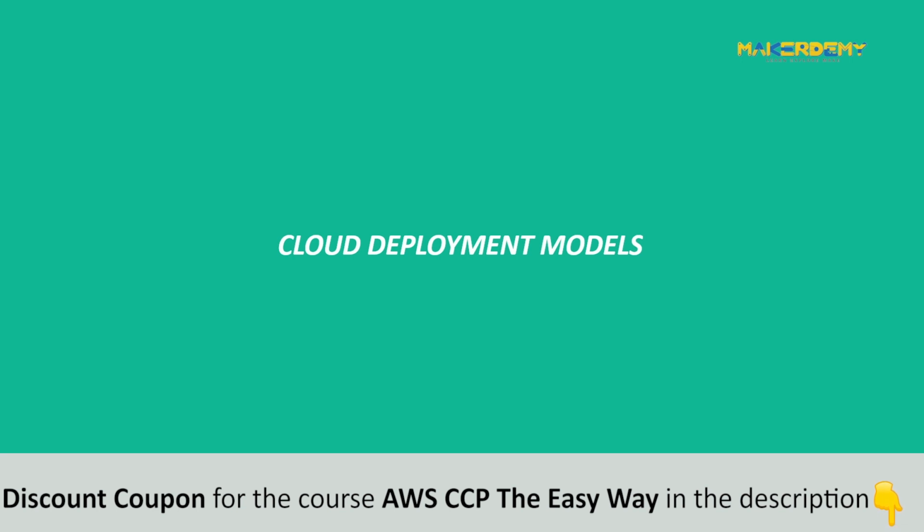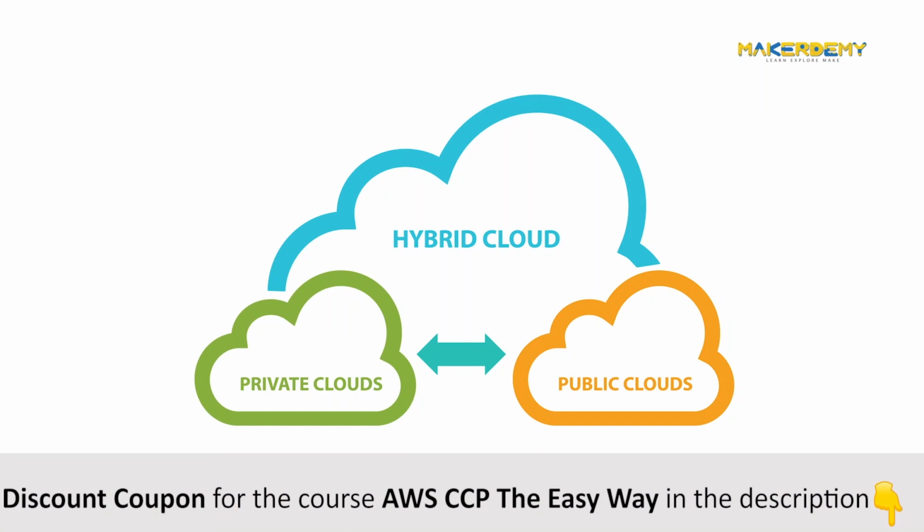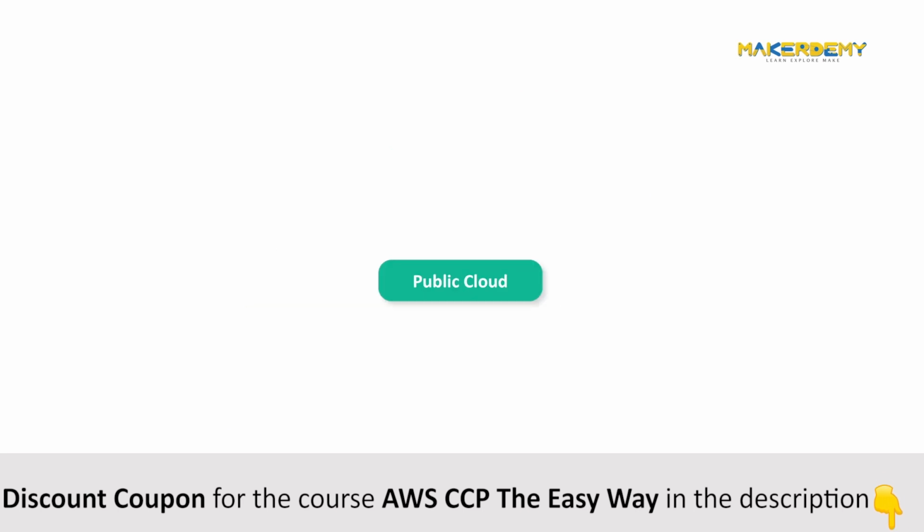The cloud deployment models represent the specific category of cloud environment based on ownership, size, and access, and describe the nature and purpose of the cloud from the user's perspective. The different types of cloud deployment models are the public cloud, the private cloud, and the hybrid cloud. Public cloud, that is cloud in AWS.